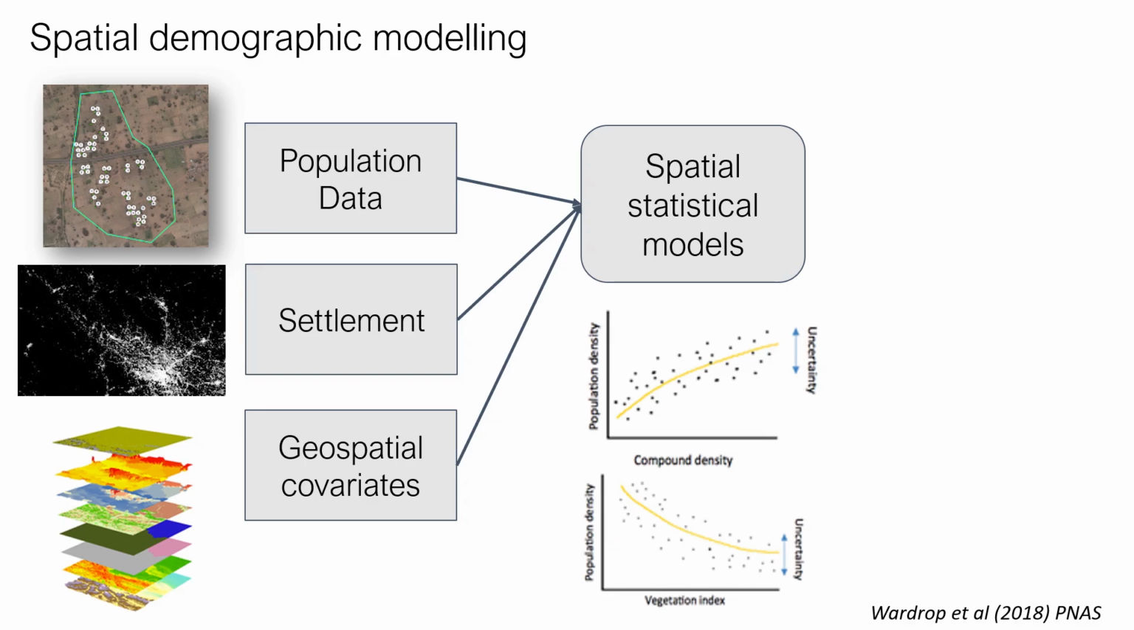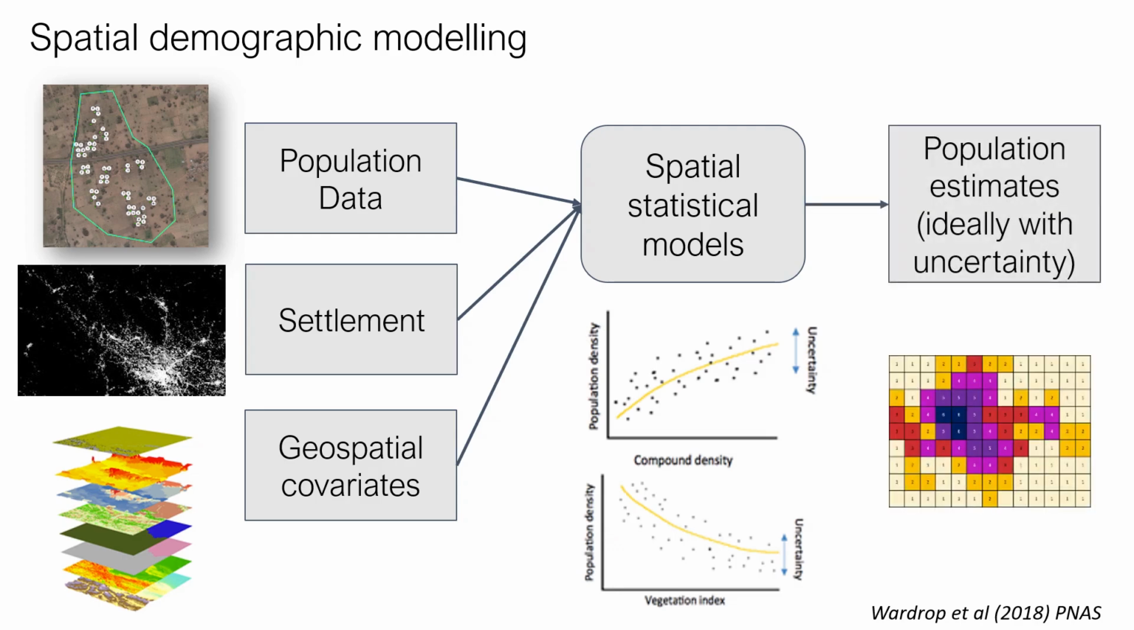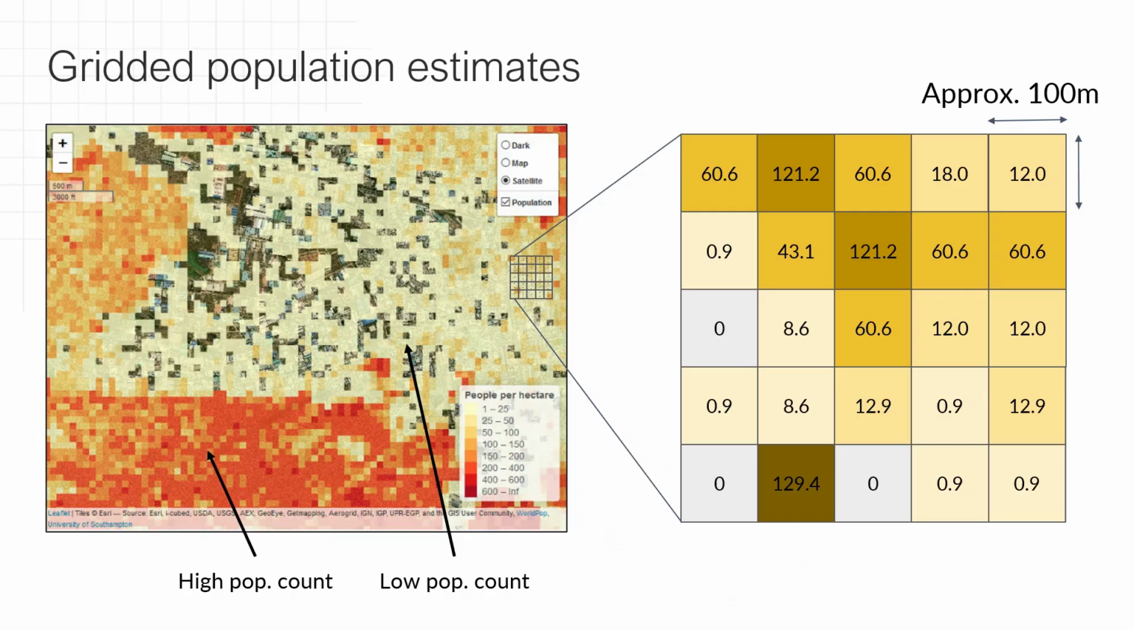Then we have different types of spatial statistical models depending on the purpose of what we're trying to do. Ultimately, we're trying to produce population estimates, ideally with some form of uncertainty measure, a confidence interval around them, but at this grid square scale. And so you'll see in all the outputs I present, we're trying to produce these gridded population estimates, approximately 100 by 100 meter grid squares.